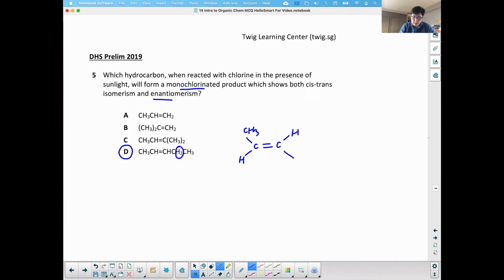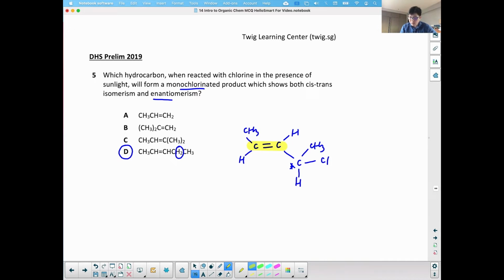Okay, so this is what it should look like. So the C, there will be an H over here. There will be a CH3. And one of the H should be substituted with Cl. Okay, so this is a chiral carbon. So there's a chiral carbon here, and over here there will be cis trans. Right? If you try the rest, you probably have cis trans, but you won't get a chiral center. Okay, so you can give the rest a try.